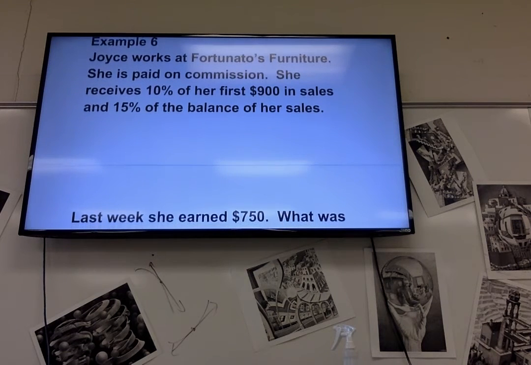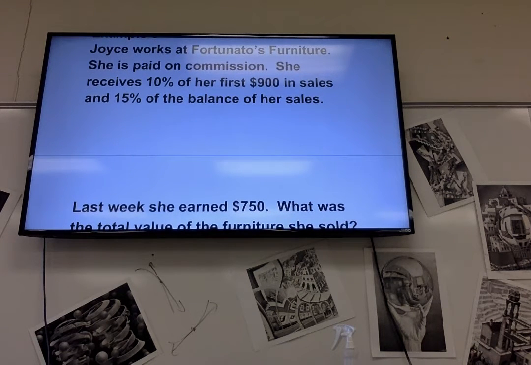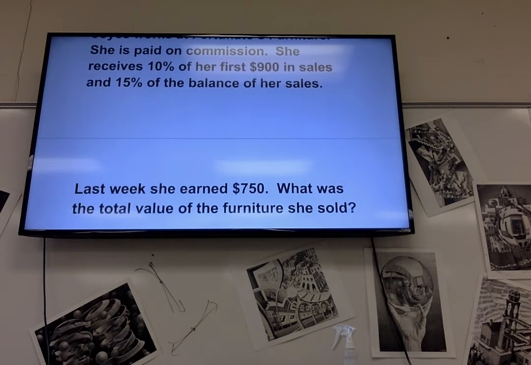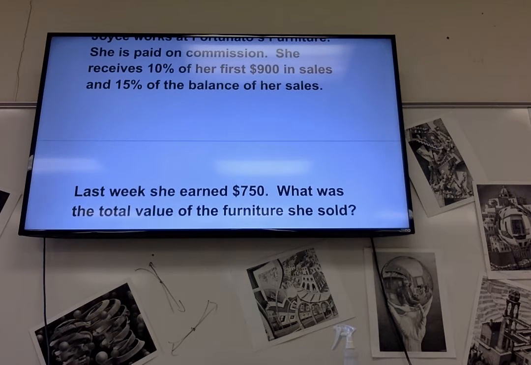Joyce works at Fortunato's Furniture. She is paid on commission. Most furniture stores do pay on commission. She receives 10% of her first $900 and then 15% of whatever's left, the balance. Last week, she earned $750. That doesn't mean that's what her sales were. That's how much she took home. So what was the total value of the furniture she sold? So we are going to be working backwards.